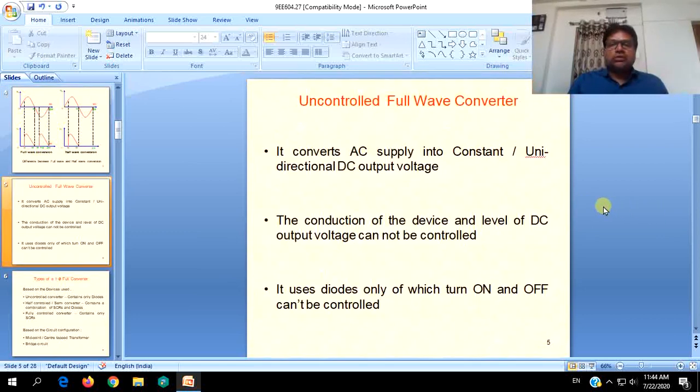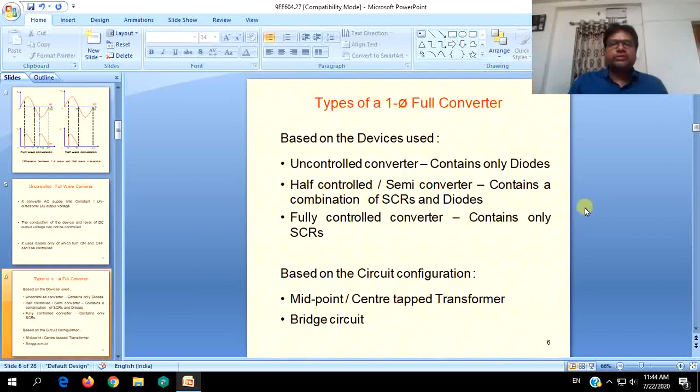And to go through the actual things, to divide the single phase full converters, it is done based on the devices. Devices means power electronic devices which are either controllable or uncontrollable. First is the uncontrolled converter. Uncontrolled means it contains power electronic devices of which the turn on and turn off times cannot be controlled. That is, obviously it will contain only diodes, may it be half wave or full wave.